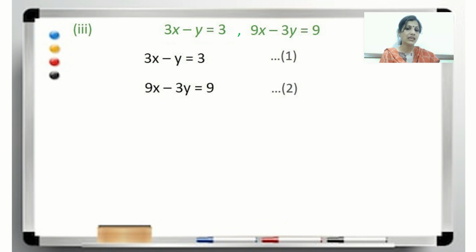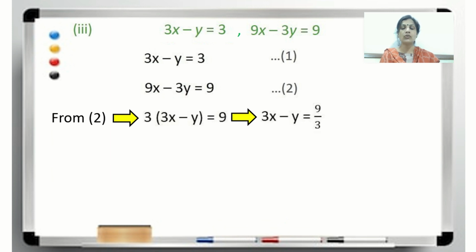Now in this example, if you observe equation 2, if I take 3 common, what do I get? By taking 3 common, you get 3 outside the bracket. In the bracket, 3x minus y is equal to 9. If you solve it, what do you get? 3x minus y is equal to 9 upon 3. 9 upon 3 is 3. So you get 3x minus y is equal to 3. Now check out equation 1 and this new equation which you got.